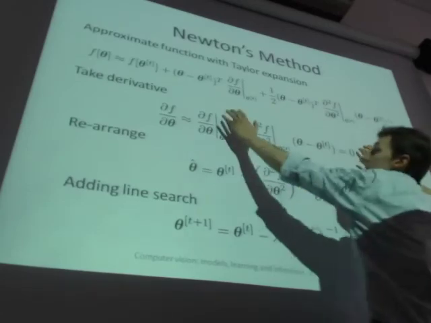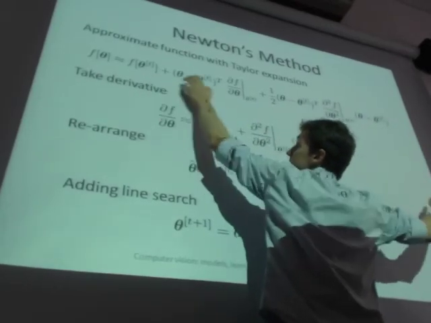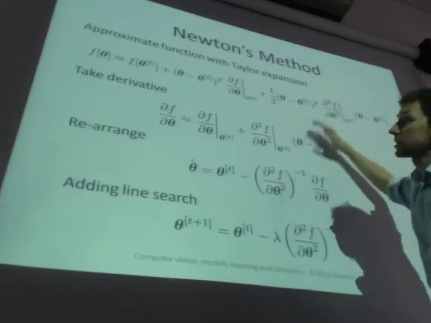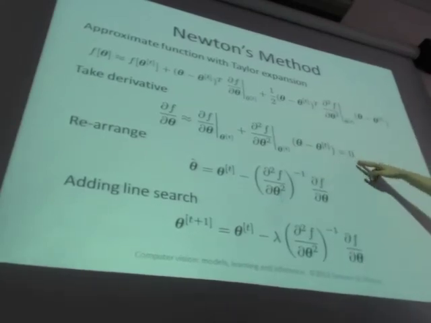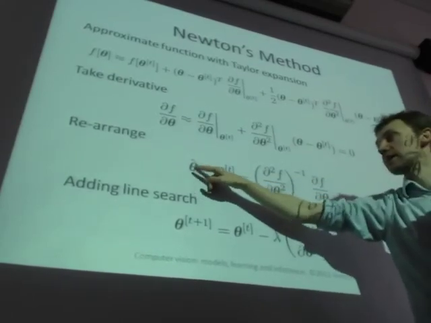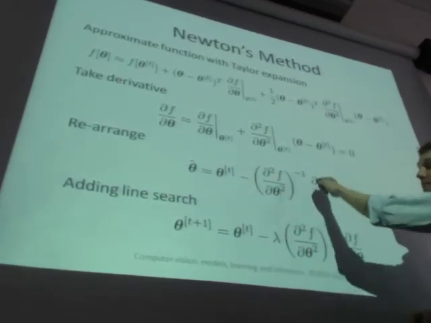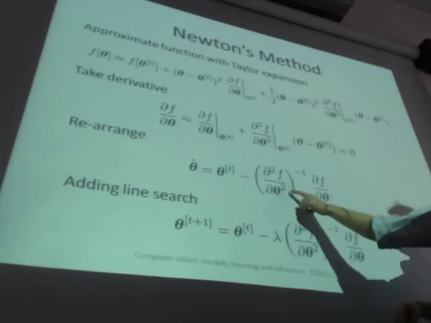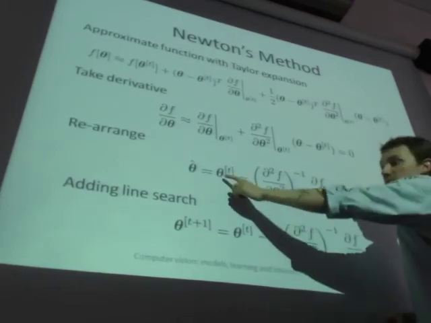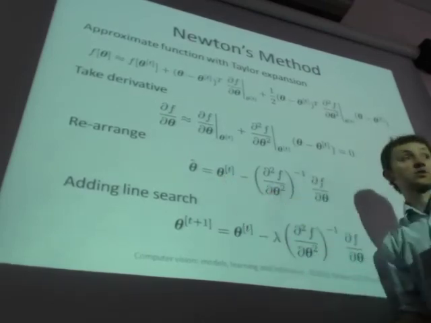We just take first the initial guess, the first derivative and the second derivative, take the derivative, set it equal to 0, and rearrange so that theta hat equals this equation, which is a function of basically the first derivative divided by the second derivative. And we're just subtracting that off from our initial guess.